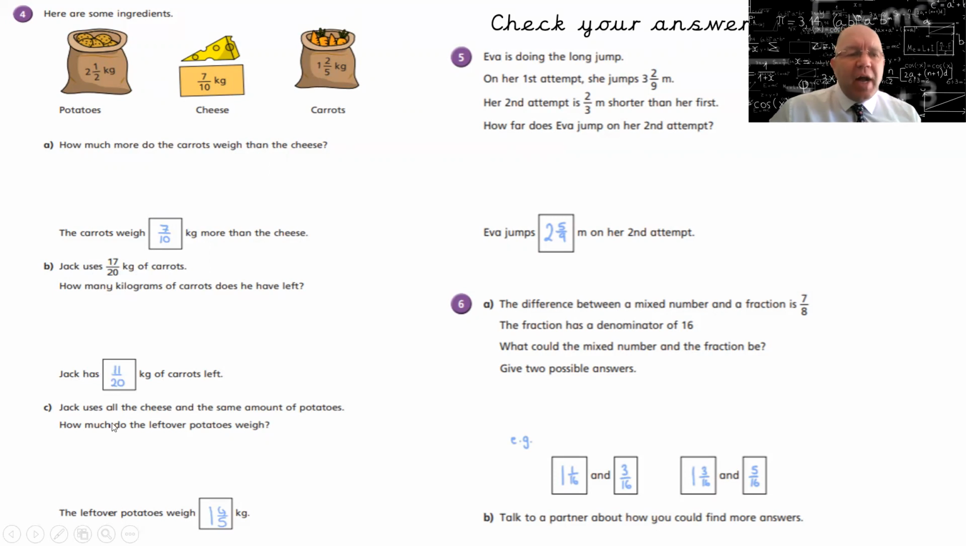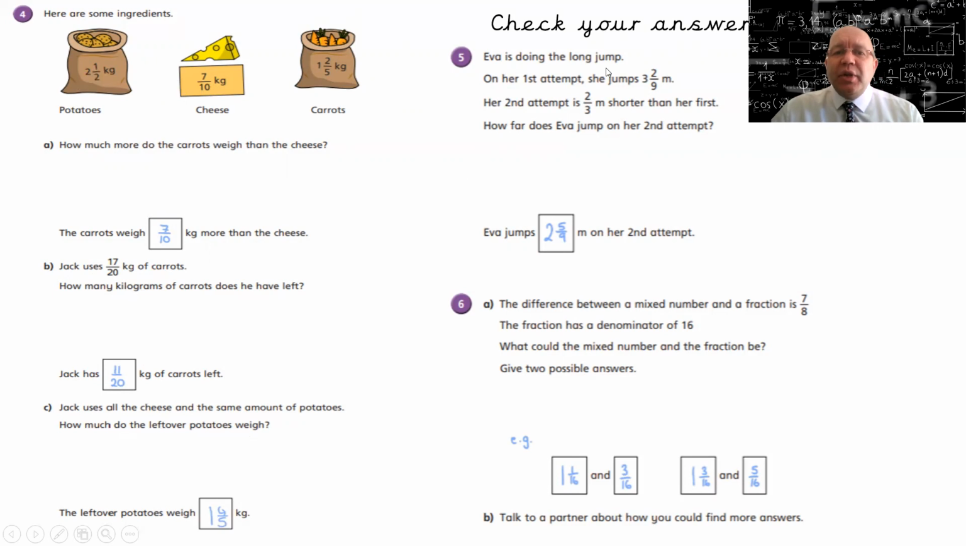And then finally, Jack uses all the cheese and the same amount of potatoes. How much leftover potatoes does he have? So for this one, you're doing 2.5 take away 7 tenths. Turn them all into tenths. So 2 and 5 tenths, take away 7 tenths, is 1 and 8 tenths, which is the same as 1 and 4/5.